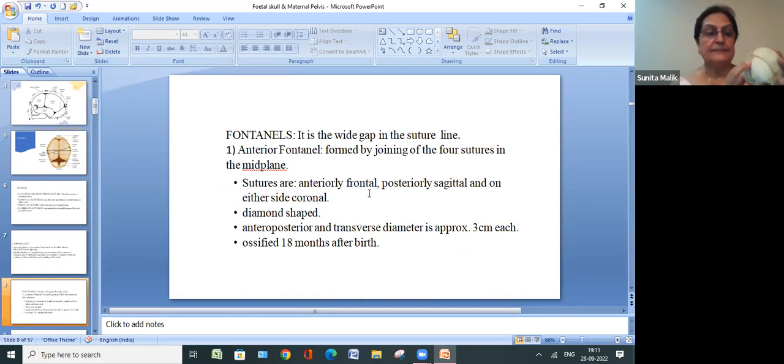Anterior fontanelle. This is between the frontal bones anteriorly and the sagittal, the coronal suture, the sagittal suture, and the frontal suture. So this is the quadrangular area on either side. It's a diamond shape. The anteroposterior and transverse diameter is approximately 3 centimeter each, and it remains open till 18 months after birth. So it allows the growth of the brain even after the birth. So this fontanelle is very important.